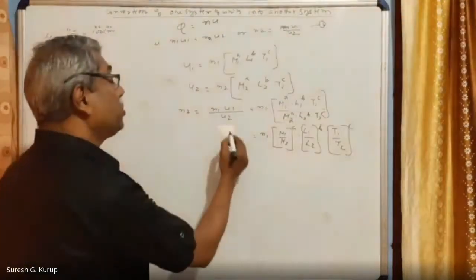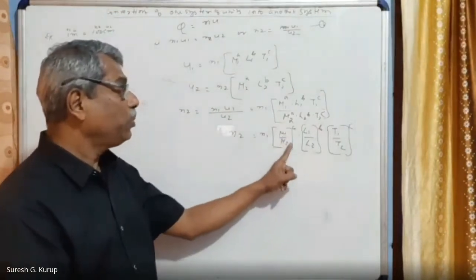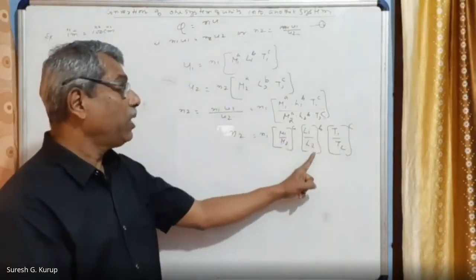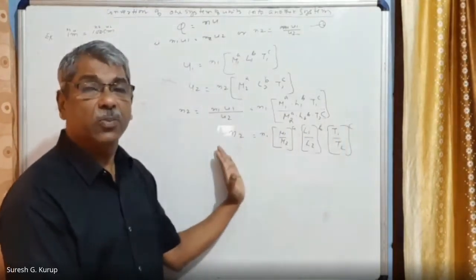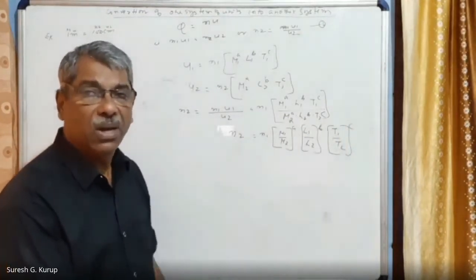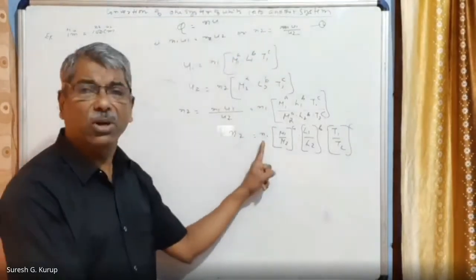The value of n2 is equal to n1 into m1 by m2, the whole raised to a, into l1 by l2, the whole raised to b, into t1 by t2, the whole raised to c. This is the expression you have to always remember. Anything you forget, but this you should not forget, right?